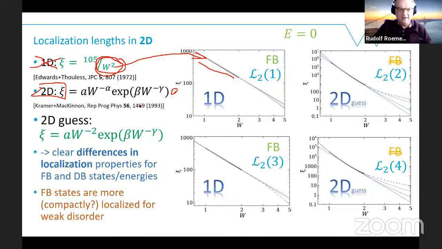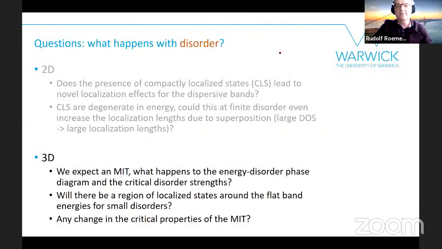Well, let's carry on then. The main point here is that, again, flat band localization and non-flat band localization can be different. Everything stays localized as you expected in 2D, but the quantitative localization is different. Now let's go to 3D.